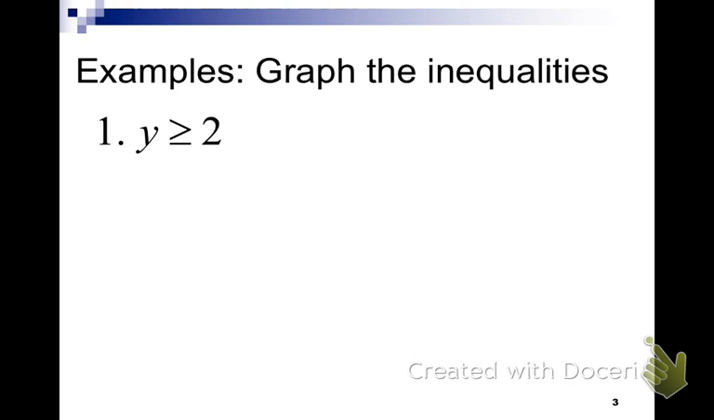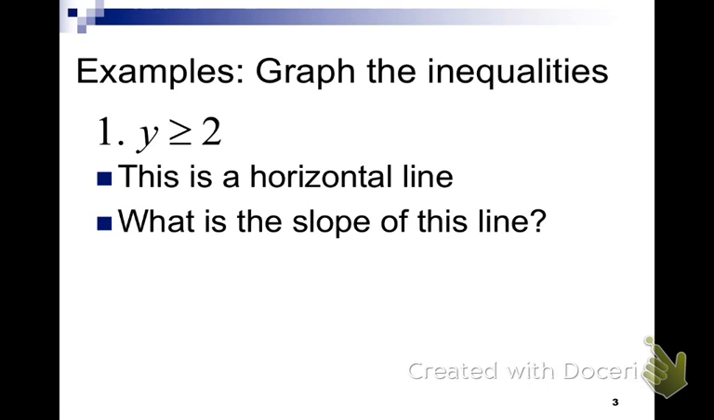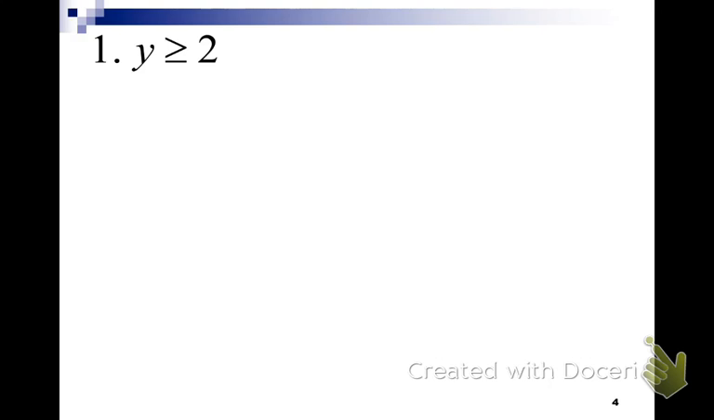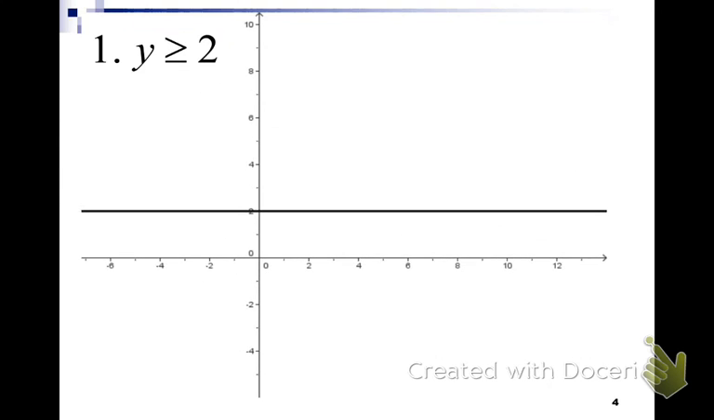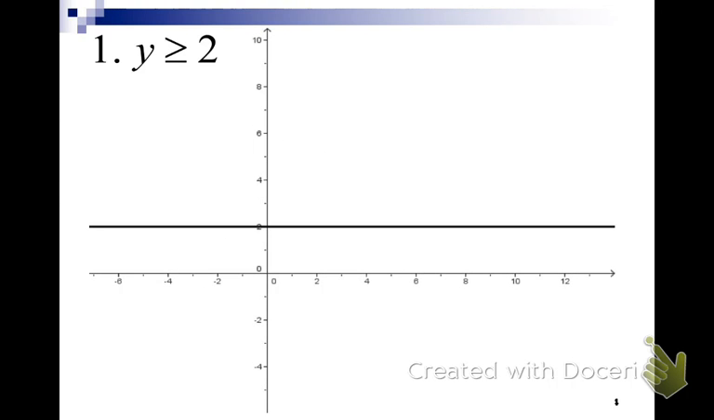So if we have to graph the inequality y greater than or equal to 2, it's similar to y equal to 2, it's just going to be a horizontal line. So the slope of the line is 0. I'm just going to go straight to my graph, and I'm going to have a line at y equal to 2, solid since it's included. Now if it wasn't included, it would be a dashed line.